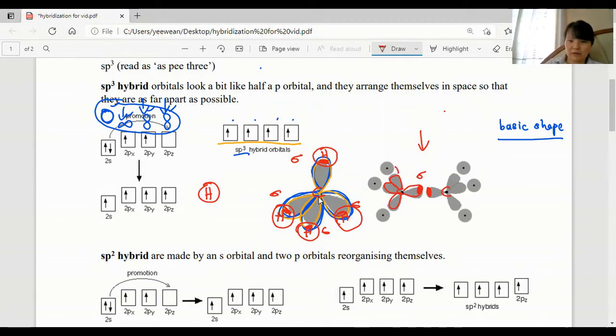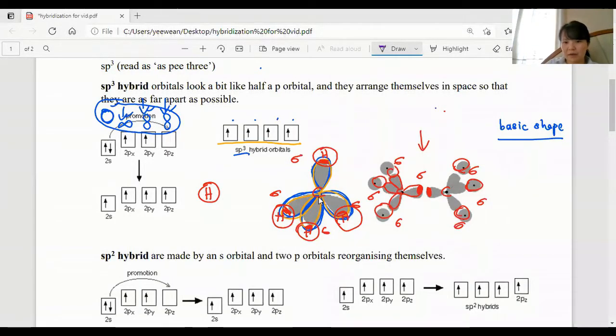So when these overlap, they're all going to form sigma bonds. Sigma, sigma, sigma, and sigma, sigma, sigma bond. So the basic shape here would be tetrahedral. This is just the basic shape, so it includes all the other shapes that are under tetrahedral.